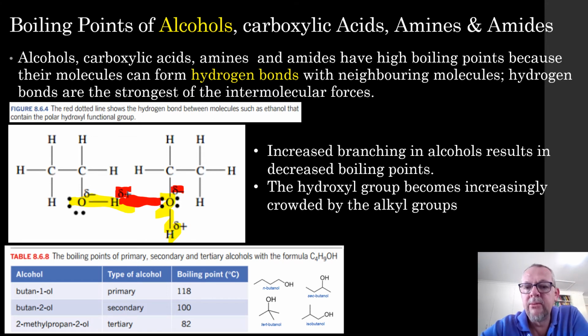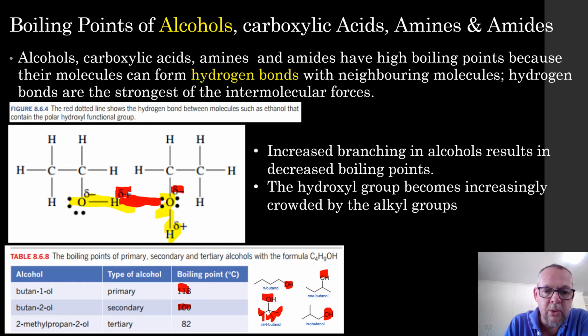Now, we should also note the effect of branching. So increased branching in alcohols results in decreased boiling points. And that's because that hydroxyl group is becoming increasingly crowded by the alkyl groups, which are these ones over here. So it's hard for them to actually form those hydrogen bonds because they're getting crowded out. So as the branching increases, the boiling point decreases.